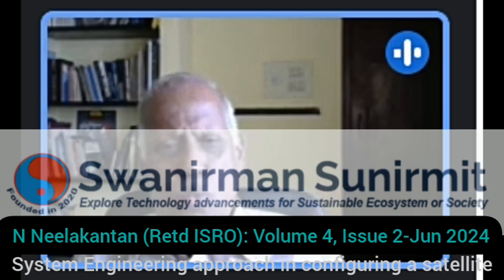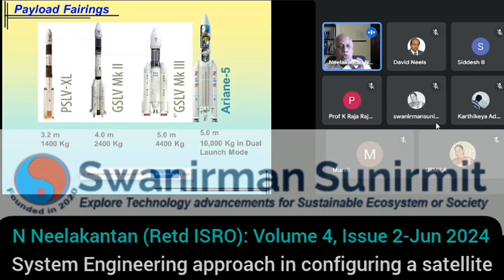And the payload fairing: there are so many types of payload fairings available. You have a 3.2 meter PSLV XL on which a geostationary satellite can be launched up to a mass of 1400 kg. You have the GSLV Mark II, which has a 4 meter fairing, so a diameter of 4 meters is available for accommodating the entire spacecraft. We have the GSLV Mark III with a 5 meter payload fairing. And we have the Ariane 5. Of course, Ariane 5 is now obsolete. It also has a 5 meter fairing. Ariane 5 is now replaced with Ariane 6. The launch masses also vary, from 2400 kg for GSLV Mark II to 4400 kg for Mark III and 10,000 kg in dual launch mode for Ariane.